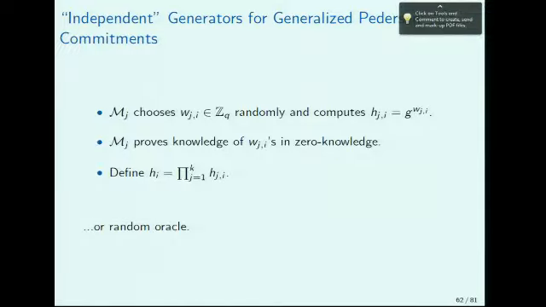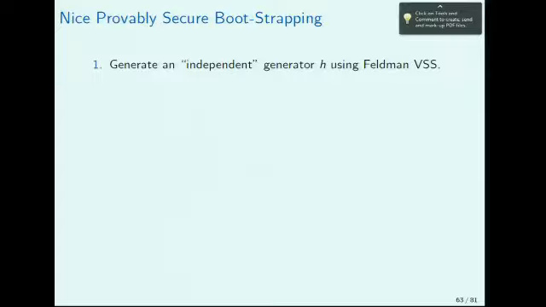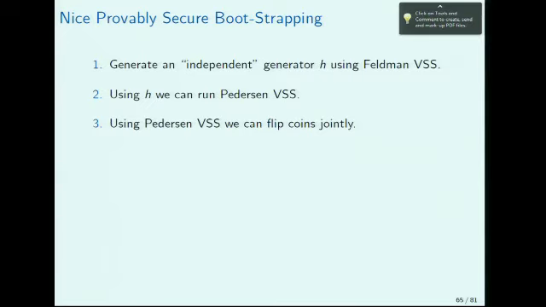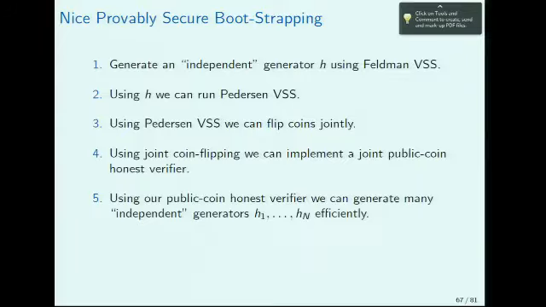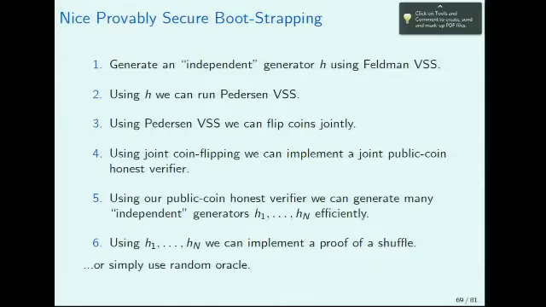So if you want to walk the righteous path, then you have to do that, or you can use a random oracle, right? And I think this is a nice bootstrapping procedure. You generate one generator, and now we can run Pedersen. And if we run Pedersen multiple times, we can flip coins. And coins allow us to very efficiently generate multiple of those generators. And then using those generators, we can execute an efficient proof of a shuffle. And we can, of course, use the random oracle instead to generate those random generators.